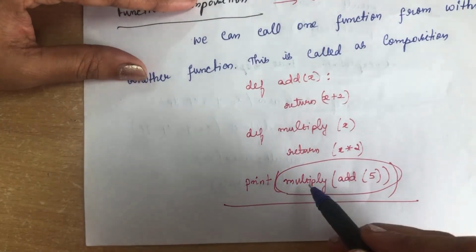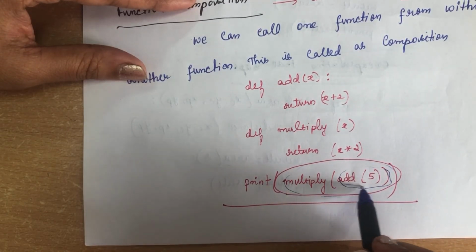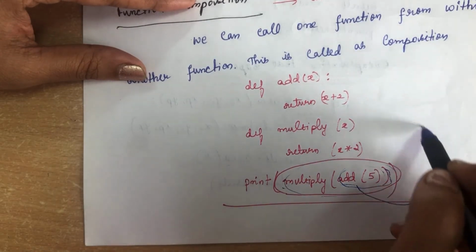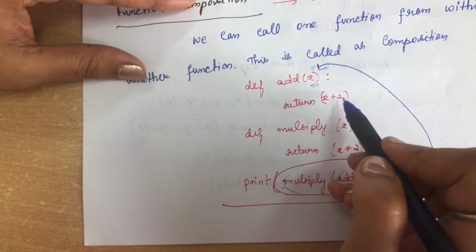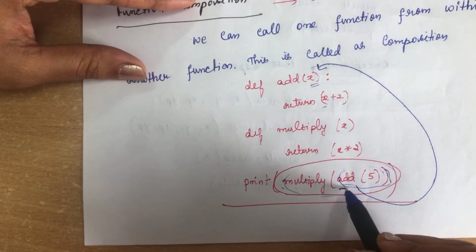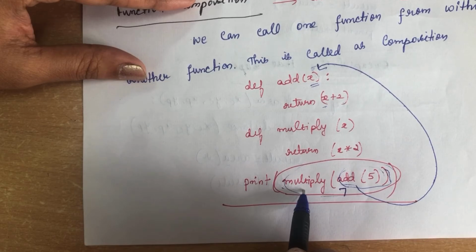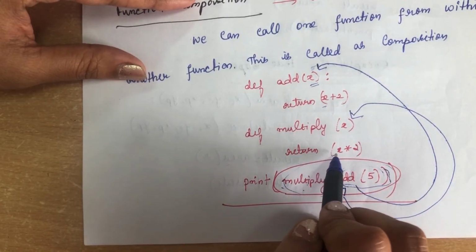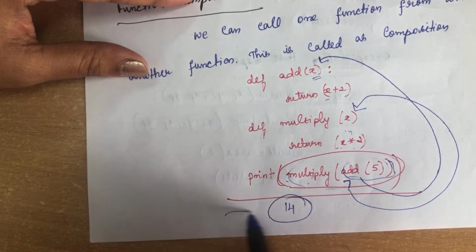So what happens is, you are going to call a function inside another function. First add of 5 will be called. So this function will be called, x will have the value 5. 5 plus 2, it will return the value 7. The output of this function becomes the input of another function. So what is the input you are giving for multiply? 7. Now 7 will be sent to this second function. 7 into 2 will be 14. So at last 14 will be the output.